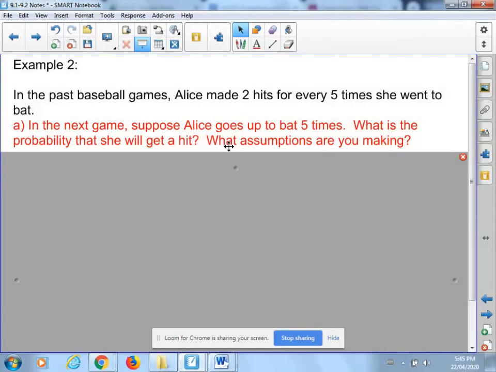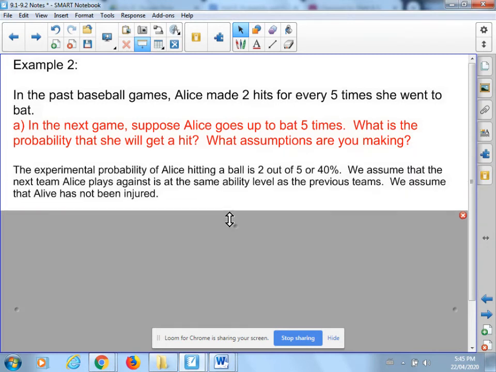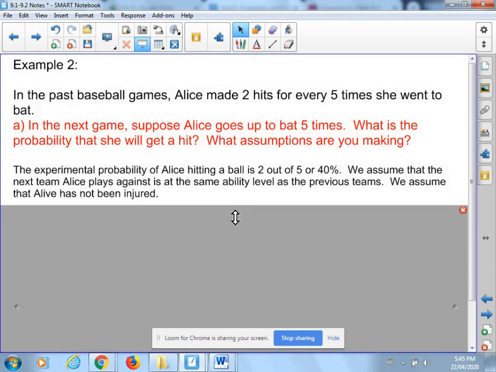And example number 2. In the past baseball games, Alice made 2 hits for every 5 times she went to bat. In the next game, suppose Alice goes up to bat 5 times. What is the probability that she will get a hit? What assumptions are you making? So the experimental probability of Alice hitting a ball is 2 out of 5, or 40%. We can assume that the next team Alice plays against is at the same ability level as the previous teams. We assume that Alice has not been injured.